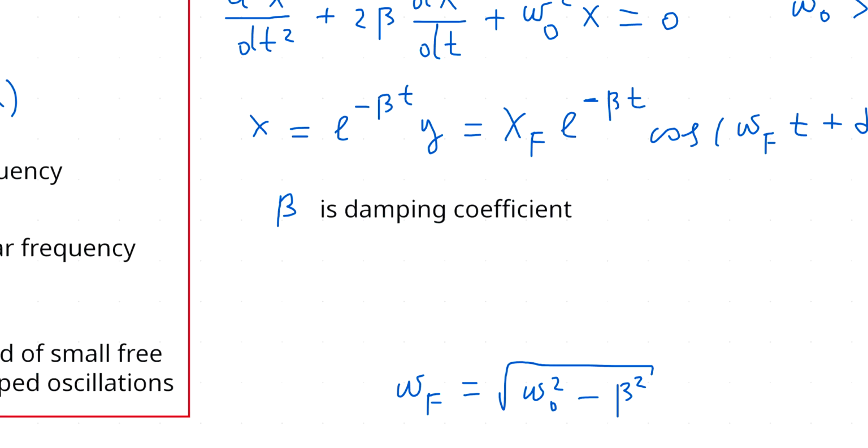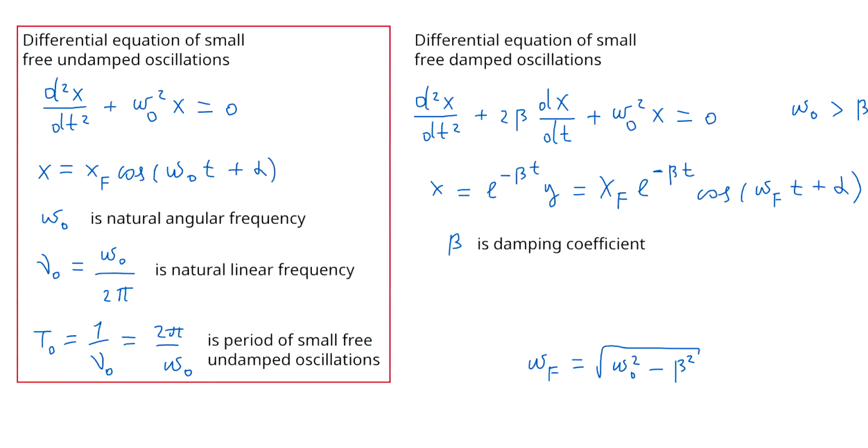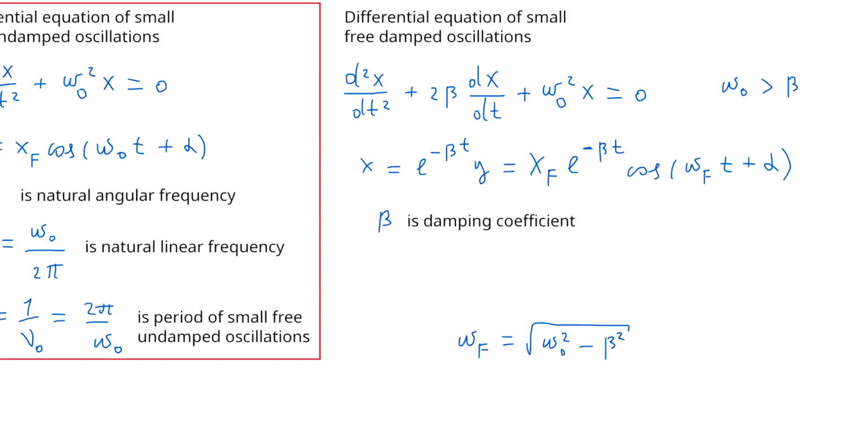Beta is the damping coefficient. And I'll remind you that sometimes you may see on the internet that the damping coefficient is beta divided by omega 0. So sometimes you may see this relation called the damping coefficient. But we will use this definition.